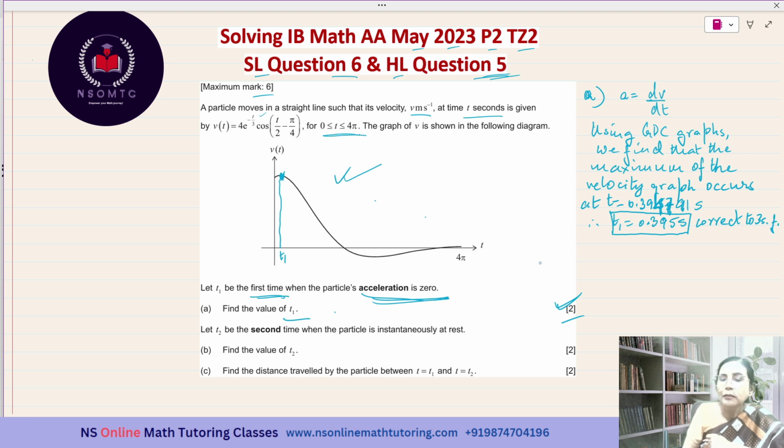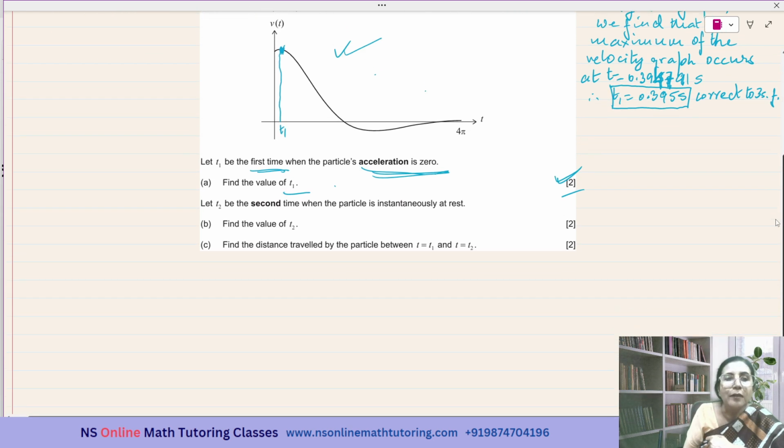Coming to subpart B. Let T2 be the second time when the particle is instantaneously at rest. When the particle is at rest, velocity has to be equal to 0. I am seeing the particle is at rest over here. So I have to take this one because it is the second time. Instantaneously at rest, find the value of T2. So this one will be T2.